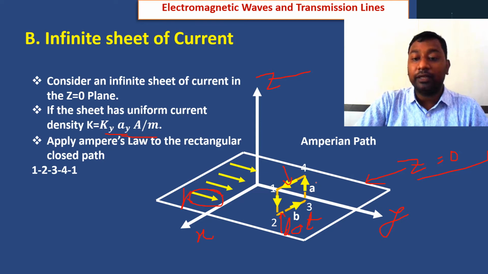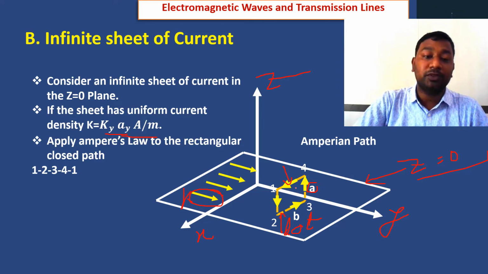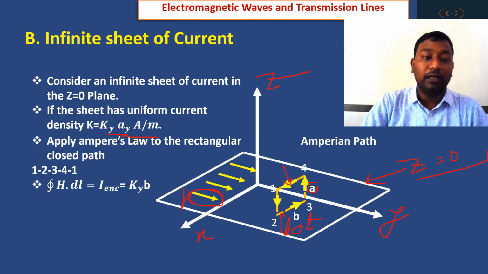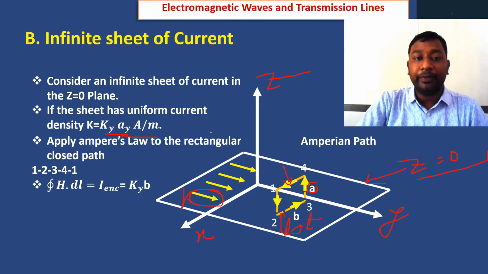Here this length is A and this length is B. Depending on the direction, we will take A or B as positive. Now we know as per Ampere's law, closed integral of H dot dl equals I. For this Amperean path, this length is B, so I equals Ky into B. So H dot dl equals I enclosed, which is Ky into B.